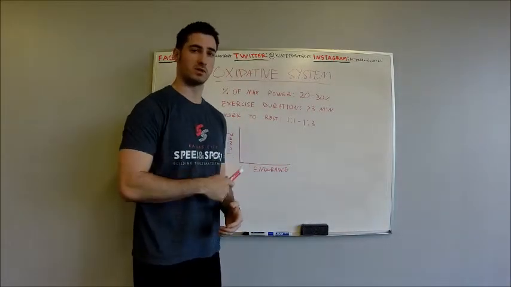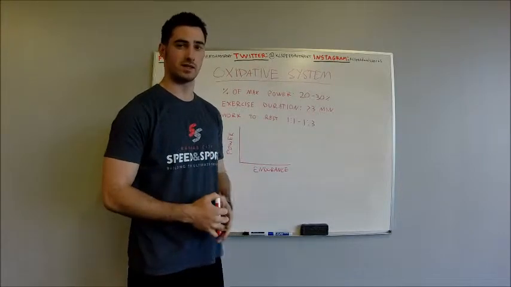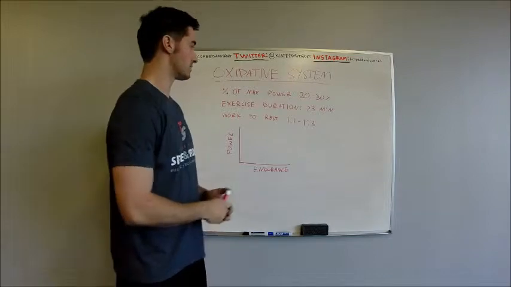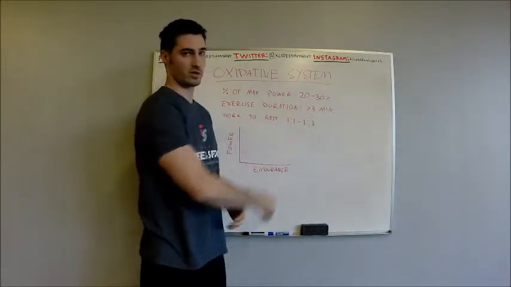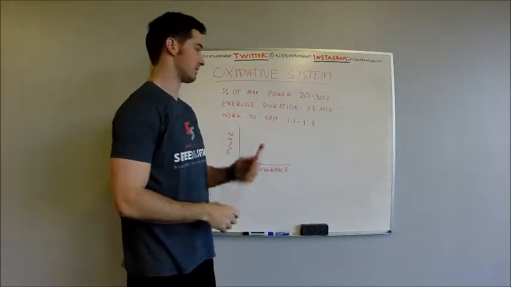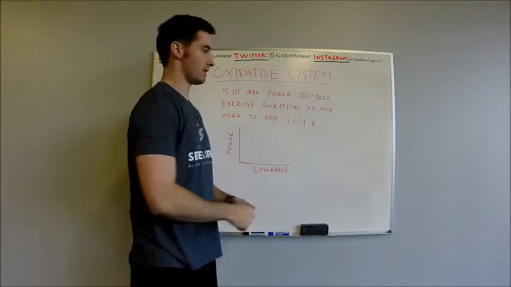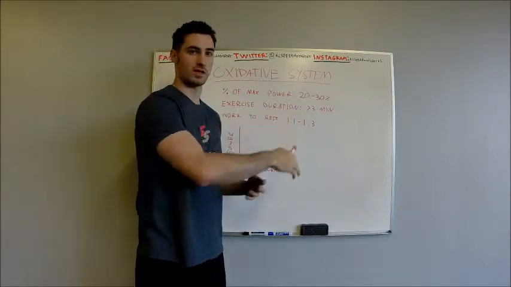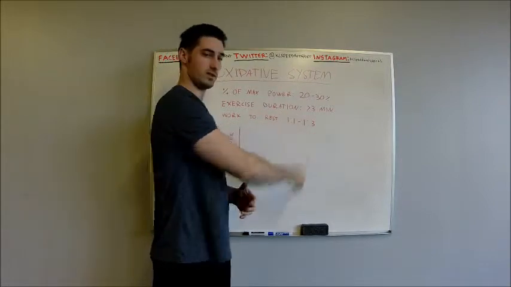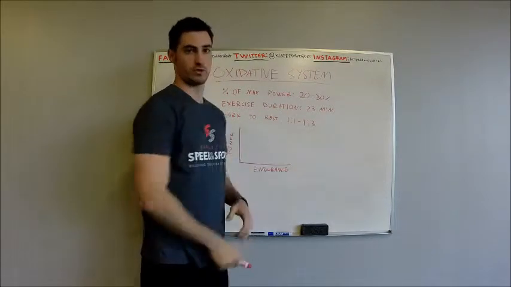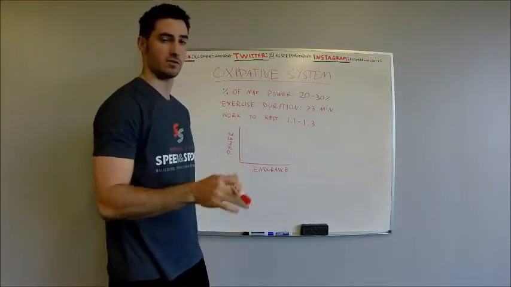The oxidative system is the system we use when we're doing longer duration, lower intensity exercise. The percentages here, we're using 20 to 30% of our max power that we can possibly produce. So the percentages are pretty low. When we're doing exercises in these percentages, our exercise duration is going to be longer, 3 minutes or greater.